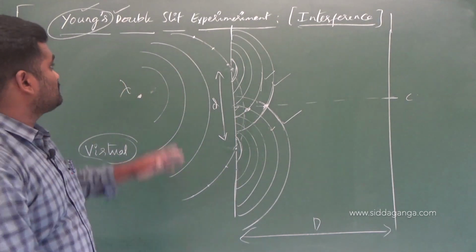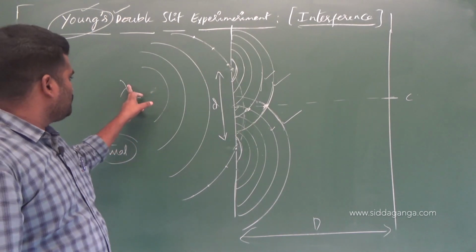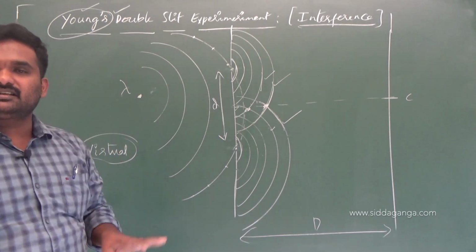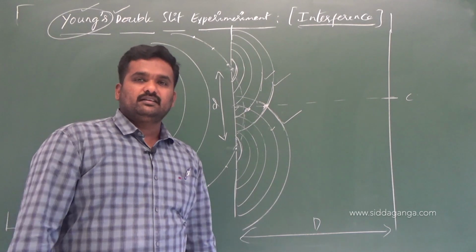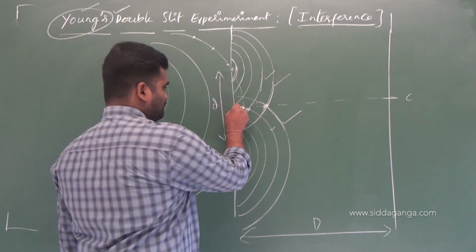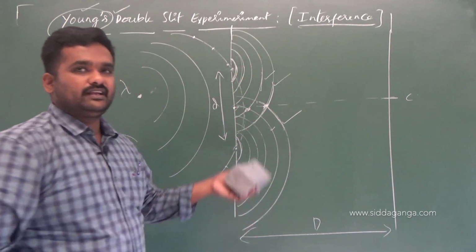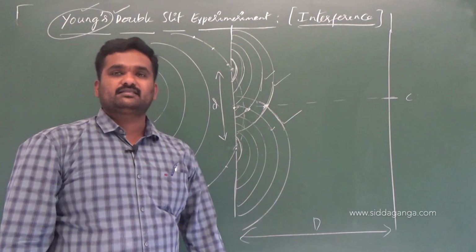Remember, it is not colored light they have taken, but monochromatic initially. Young's double slit experiment has been conducted for what? A monochromatic source of light. Monochromatic source means single wavelength or single frequency, single colored light, and throughout, the frequency is going to be constant. If the waves from these two slits are going to be superposed, how will the intensity pattern be formed on the screen?